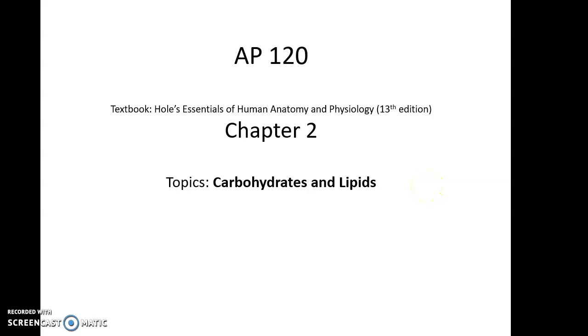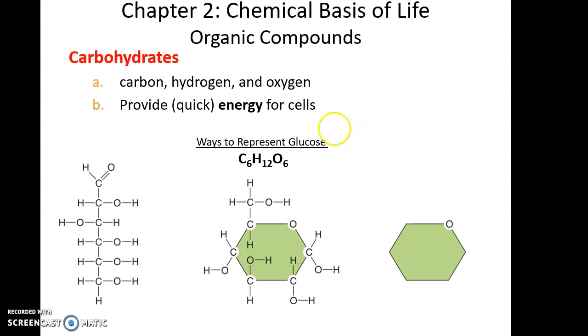AP 120, Chapter 2, the topics carbohydrates and lipids. So now we're going to talk about two of the four kinds of organic compounds that are extremely important for living things. First up are carbohydrates.